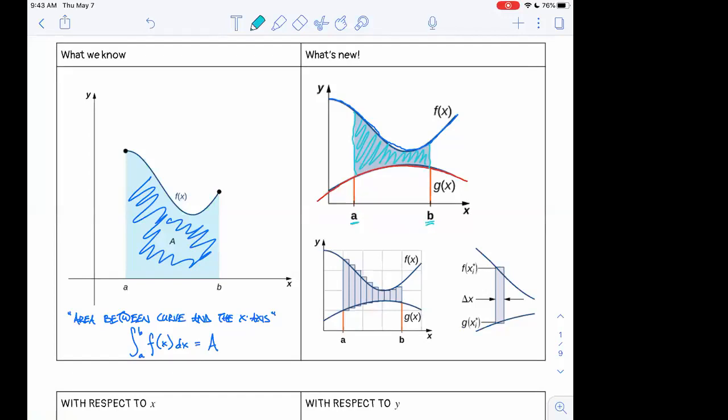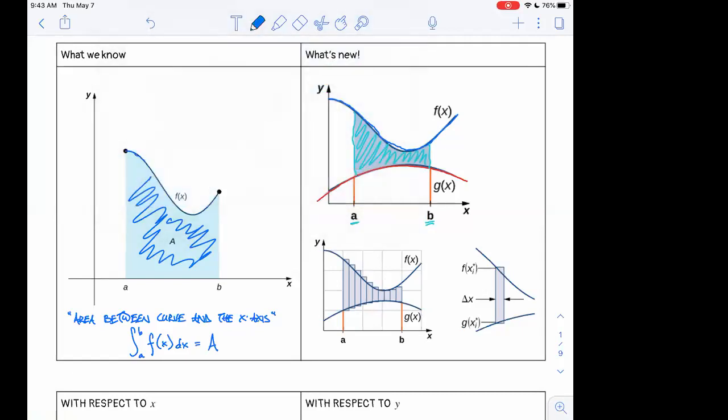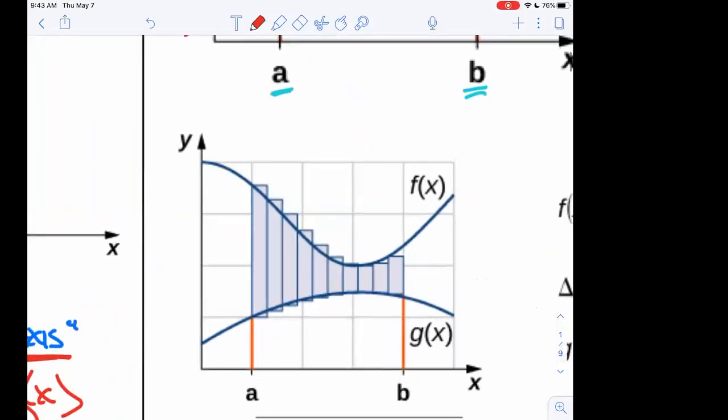Now, if we think back to chapter 5, we had two curves then as well. We had this top curve, this f of x curve. And then what's sneaky here is that our bottom curve was actually the same every single time. The bottom curve was actually the x-axis. Okay, so this x-axis was really our g of x.